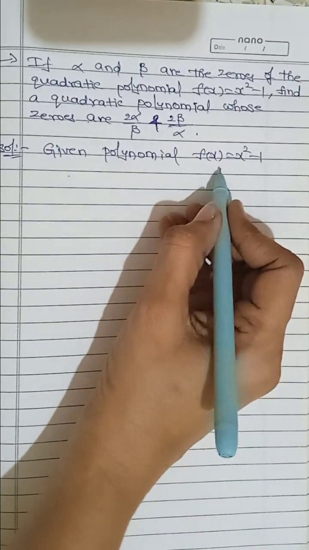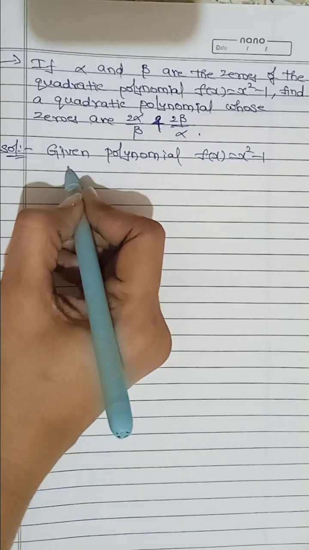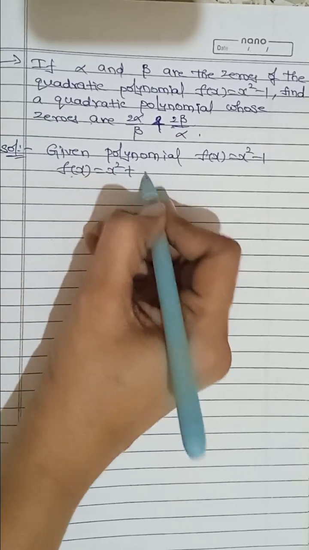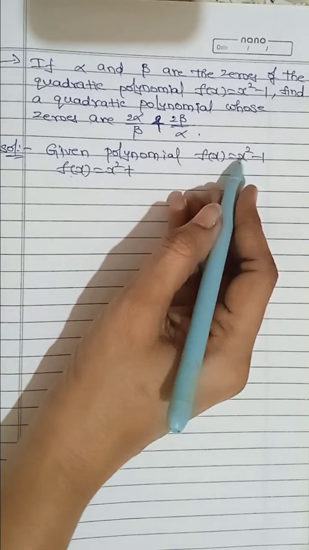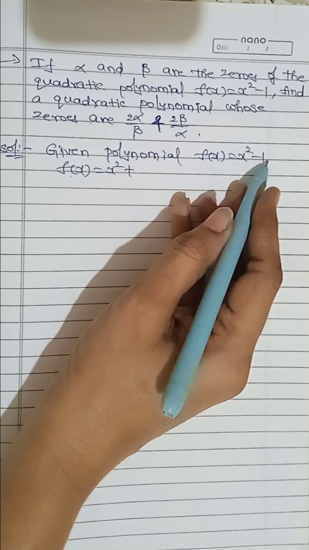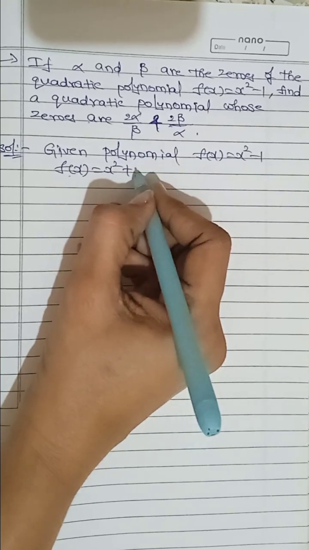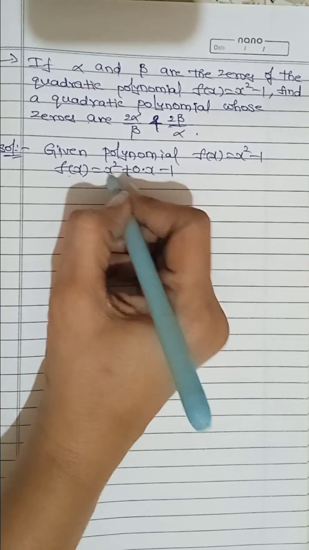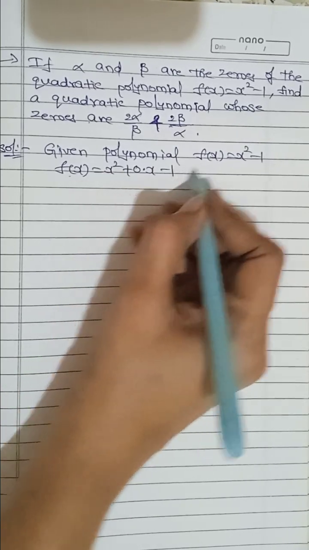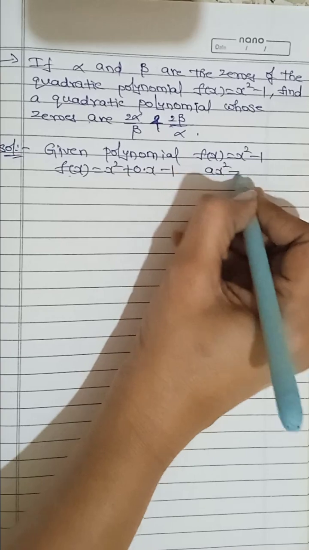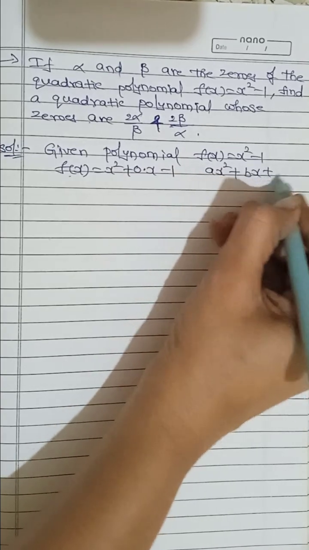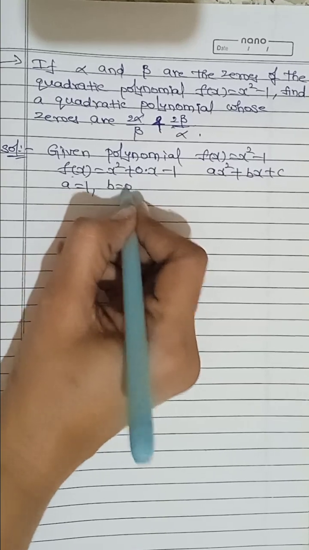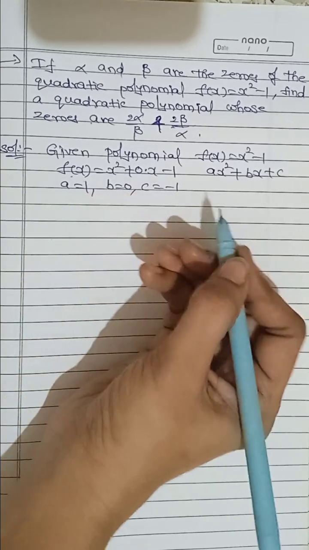The given polynomial is f of x equal to x square minus 1. This we have to compare with a x square plus b x plus c. We don't have the x coefficient, so we write 0 into x. That means x square plus 0 into x minus 1. Compare with a x square plus b x plus c. So here a value is 1, b value is 0, c value is minus 1.